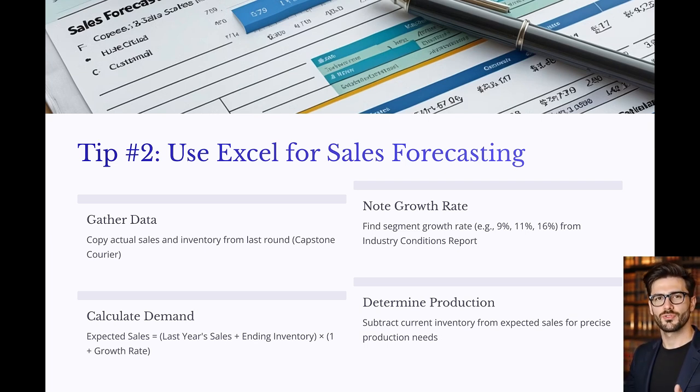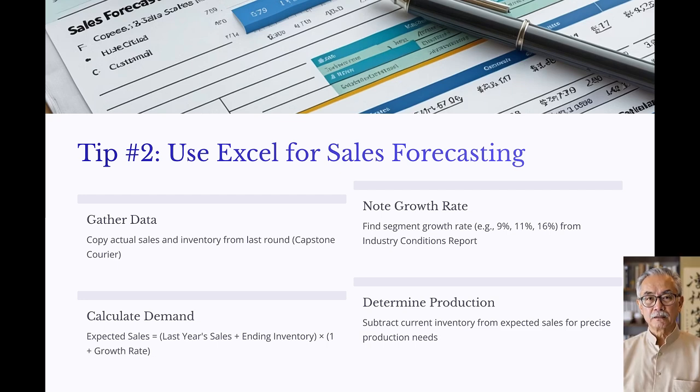One of the most powerful tools you can use is Excel forecasting. Here's how. 1. Copy the actual sales and inventory from last round, from the Capstone Courier. 2. Note the segment growth rate, e.g., 9%, 11%, or 16%, from the industry conditions report. 3. Calculate this year's demand using 4. Expected sales equals last year's sales plus ending inventory, times 1 plus growth rate. 5. Then subtract your current inventory to determine how much you should produce. This simple calculation gives you a precise, data-driven forecast that beats the game's default suggestion.